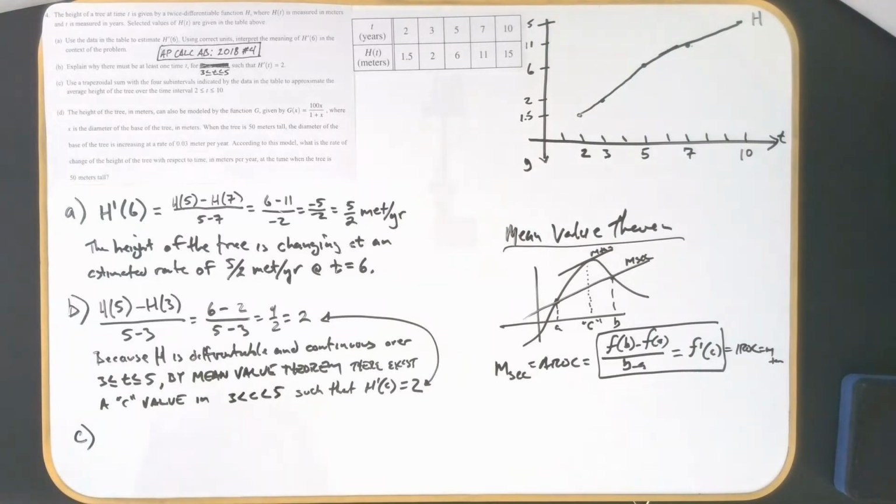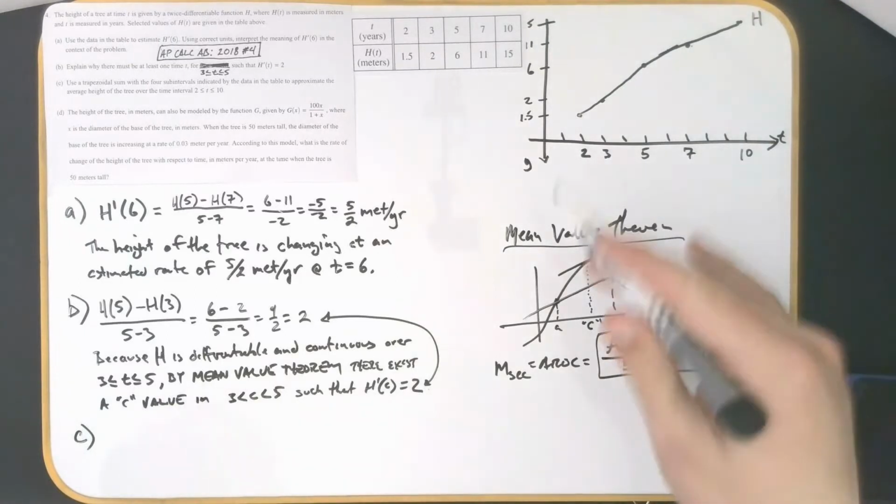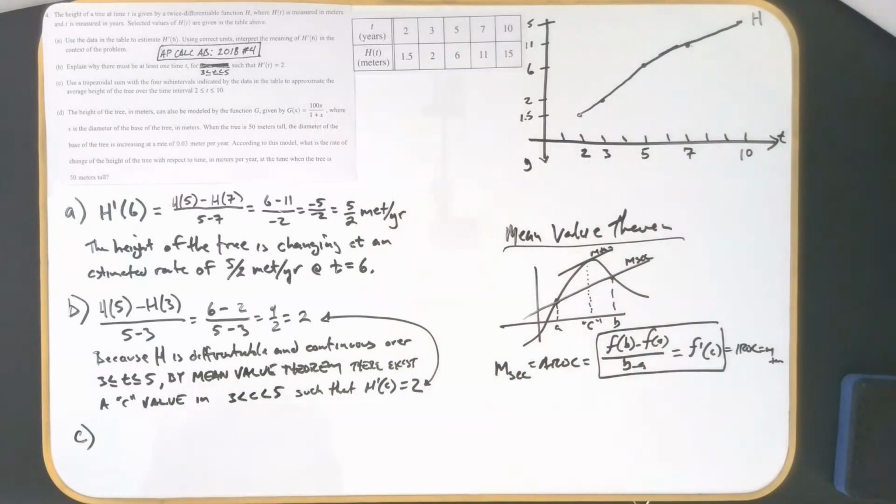C says, use a trapezoidal sum with 4 subintervals indicated by the data in the table to approximate the average height of the tree over the time interval 2 to 10. Well, before we do our trapezoidal sum, we knew some kind of approximation was going to have to come up. It says, use this to approximate the average height. Now you've got to be careful. It was really easy to miss a point on here. Many students missed the average height part.